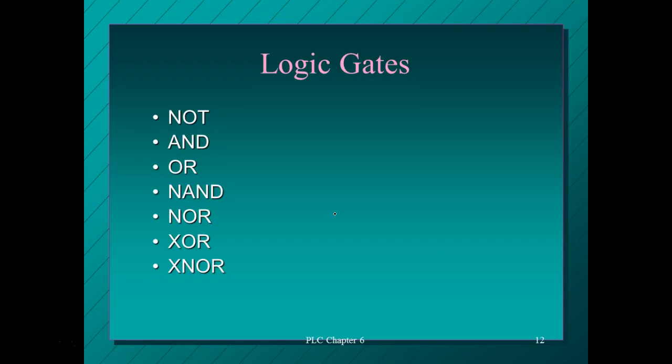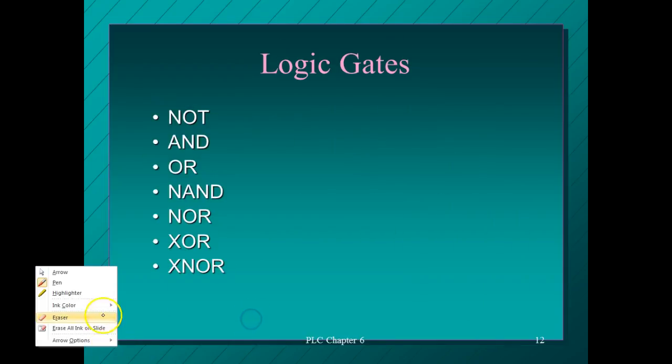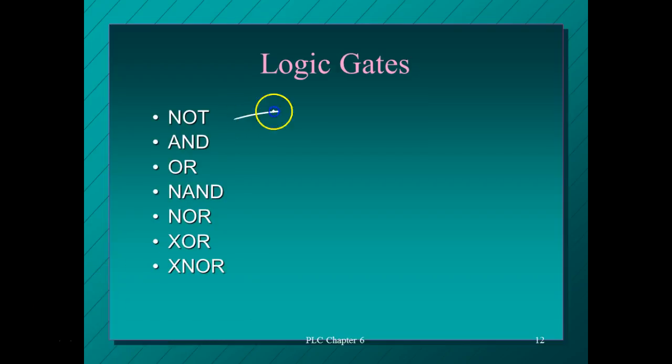I'll just do all the symbols. What I'll do right here is I'll do them out here beside them. This is a symbol for a NOT. This is a symbol for an AND. Now all we're doing is using two inputs just to do the symbol.